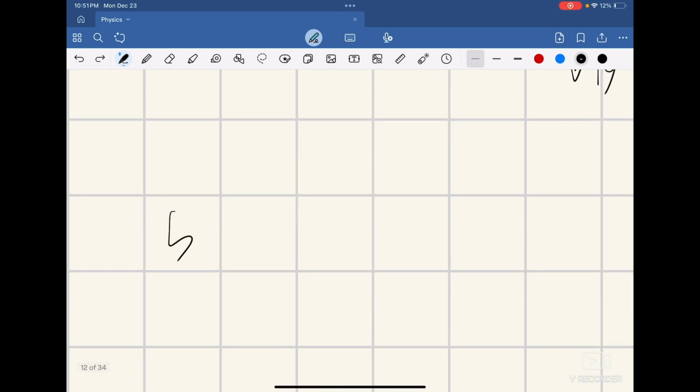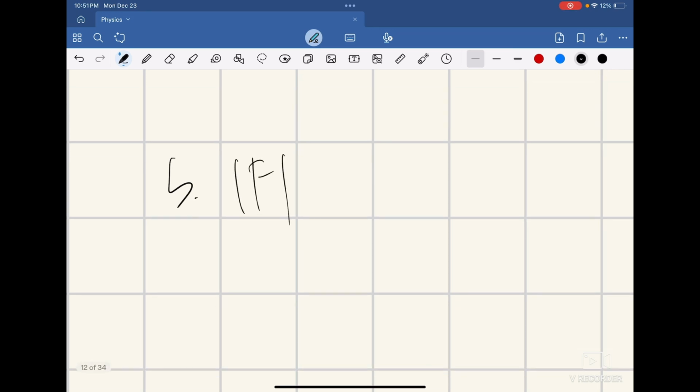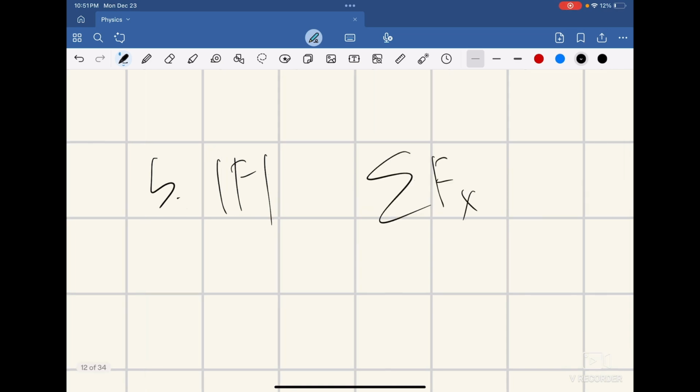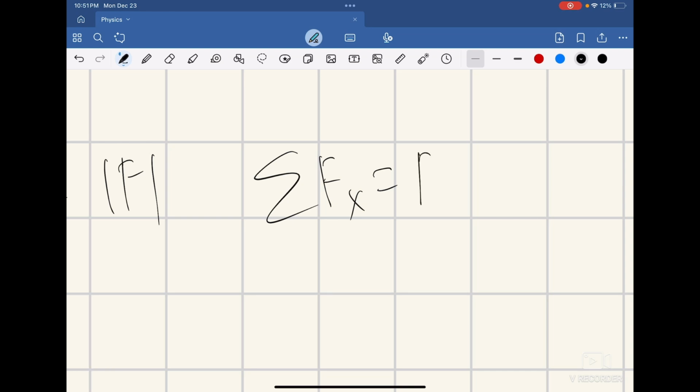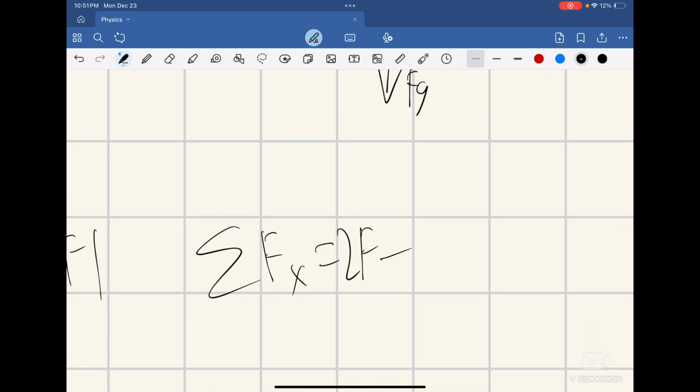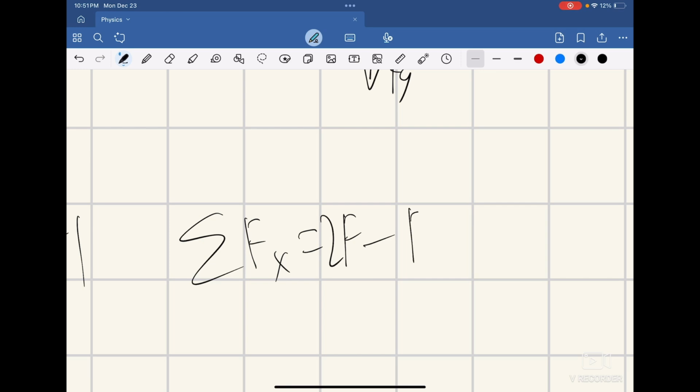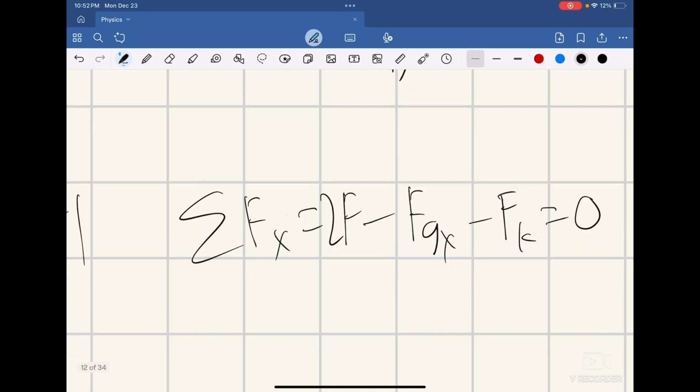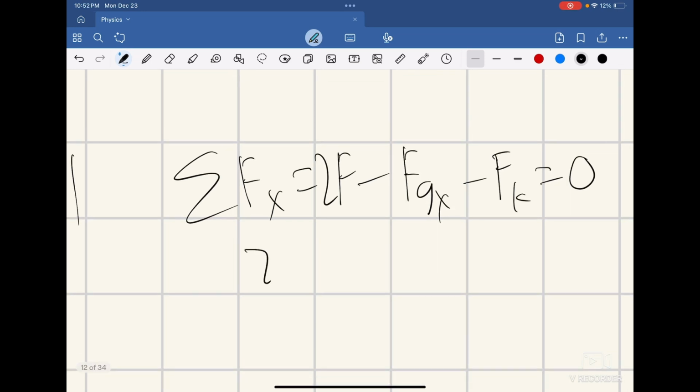Alright, so for part B, we're asked to derive an expression for the magnitude of the pulling force. So we're trying to find the absolute value of F. So the sigma F_x is given by 2F minus F_gx and F_K. If I'm correct, yeah, F_K. And this is all equal to 0 because it says it is moving at a constant velocity, therefore acceleration is 0. Alright, so we can rewrite this as 2F is equal to F_gx plus F_K.